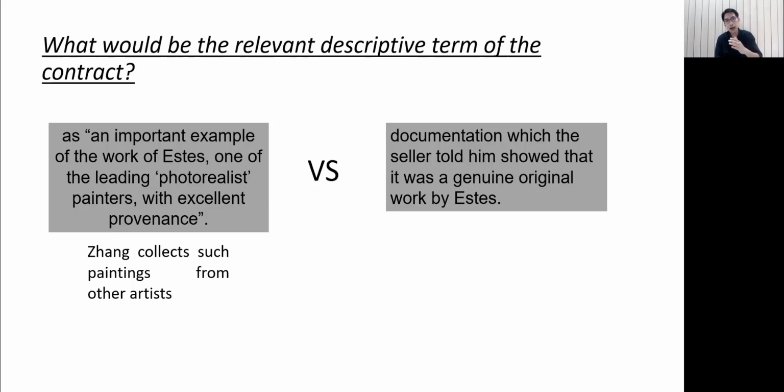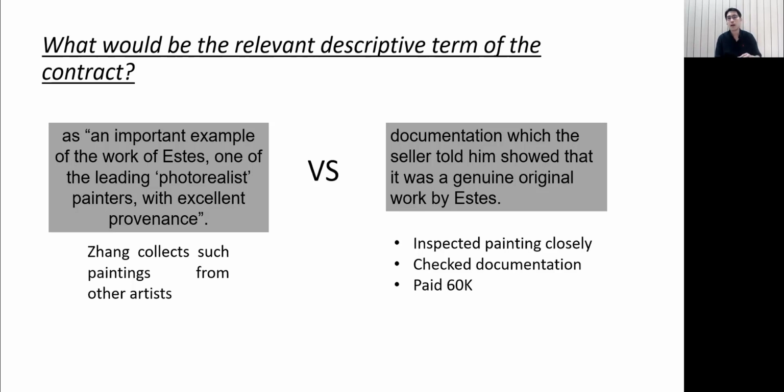However, the other argument and the other conclusion is what you see here now, that we were told in the exam question how the buyer inspected the painting closely. He checked the documentation. And I think the strongest compelling factor is he paid £60,000 for a painting that would otherwise be only worth £2,000. So tell me now, would you think that insofar as the contract for sale of this painting is concerned, it is by this first description of photorealist painting or the painter? It's a photorealist painting by this artist.